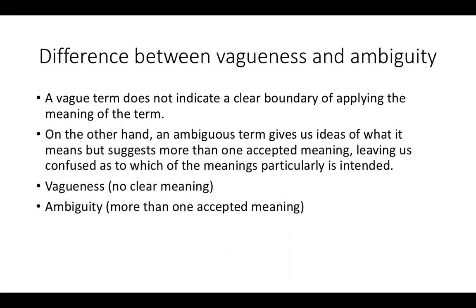Now, what's the difference between vagueness and ambiguity? A vague term does not indicate a clear boundary of applying the meaning of a term. On the other hand, an ambiguous term gives us ideas of what it means, but suggests more than one accepted meaning, leaving us confused as to which of the meanings particularly is intended. So vagueness means no clear meaning. Ambiguity means more than one acceptable meaning.